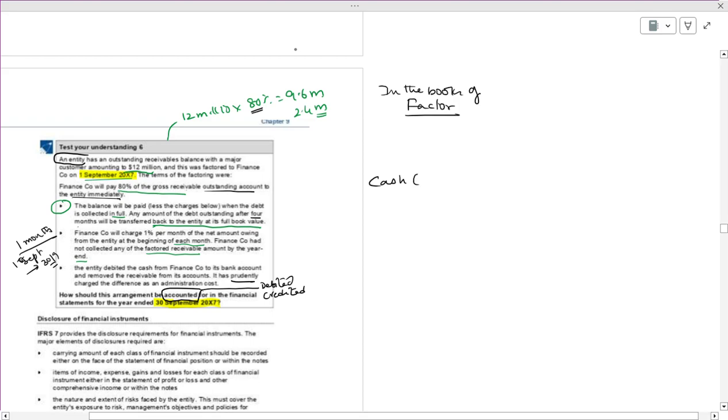We are giving what? See, with a major customer, 12 million, it has been factored. It is an outstanding amount, the gross receivable outstanding to the entity immediately. It means you are giving like a loan. If there is anything, we will recover. We are giving it as a loan. Loan from factor. I will write, 1 minute.